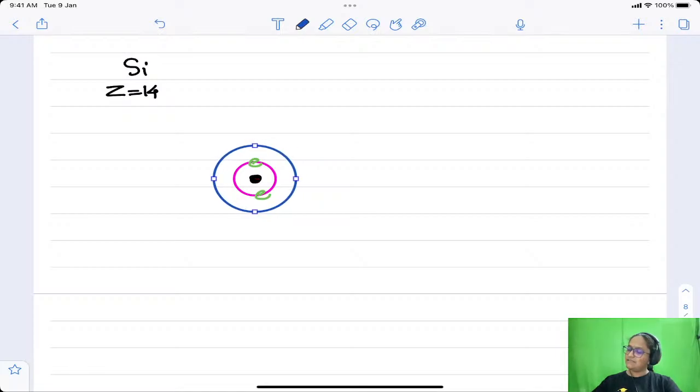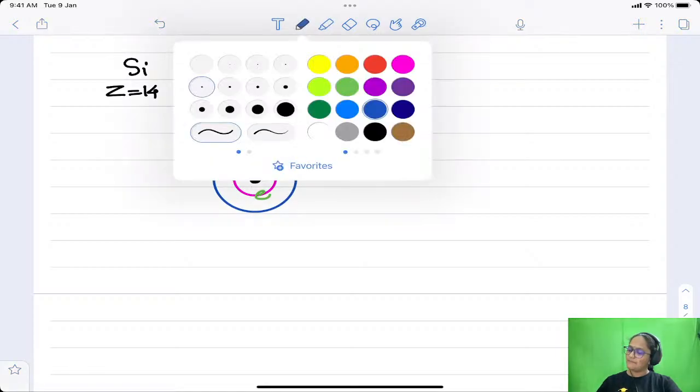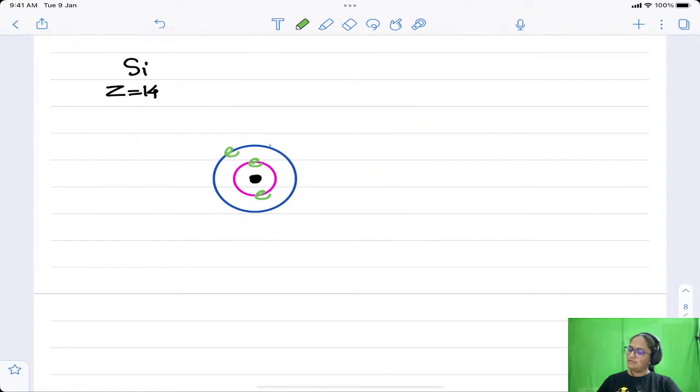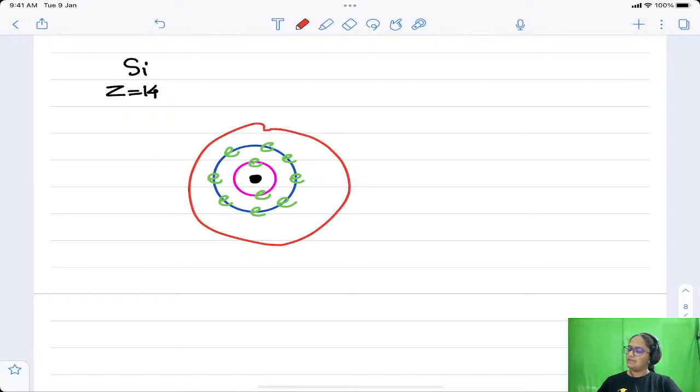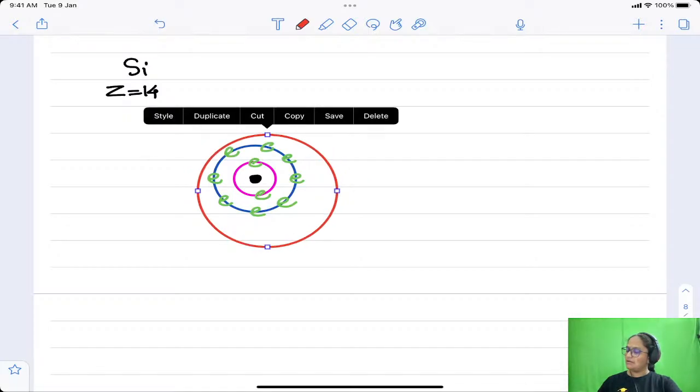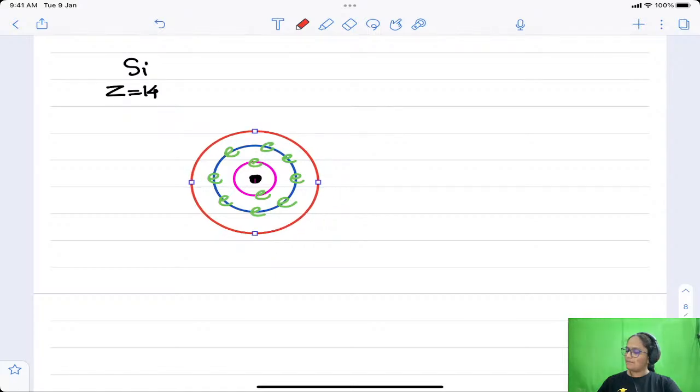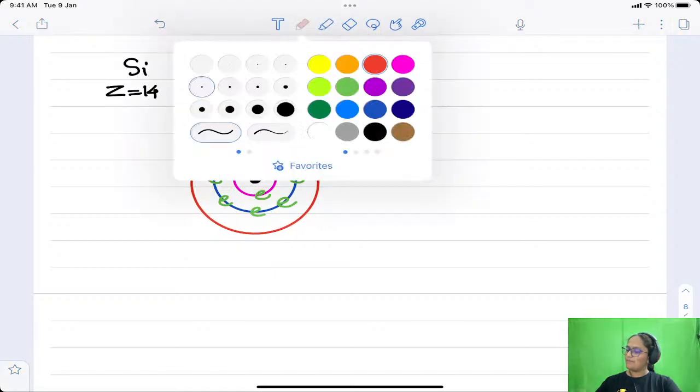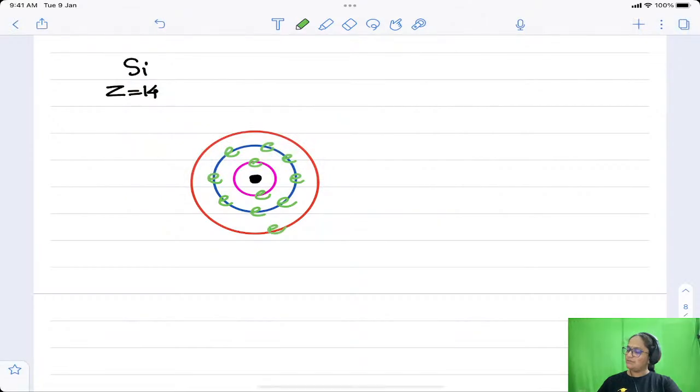Next 2 electrons will enter in the next shell, that is L shell. Next 8 electrons, 3, 4, 5, 6, 7 and 8. Okay, so remaining 4 electrons, they will enter in the next shell. 1, 2, 3, 4, right?